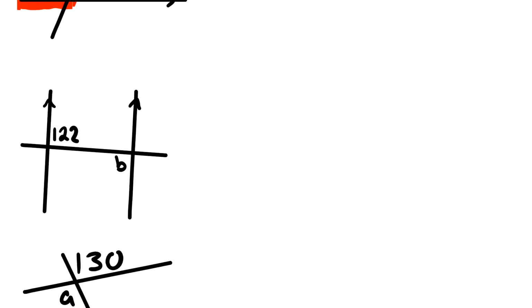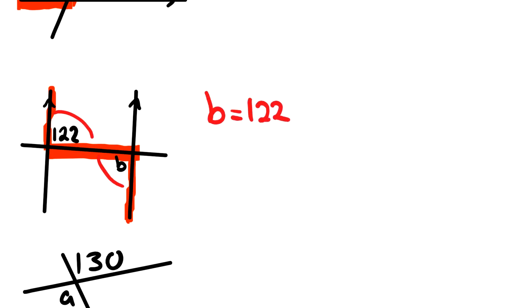If we go down here and do the next one, we're going to do the same thing. I'm going to highlight there, and I can highlight this one because I know I'm dealing with B. Forms that Z shape. So I can go B equals 122 and then alternate.